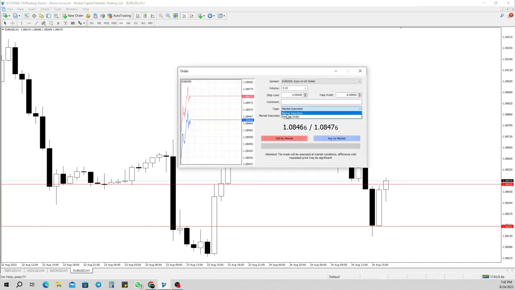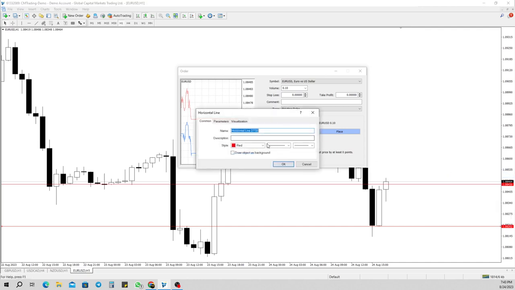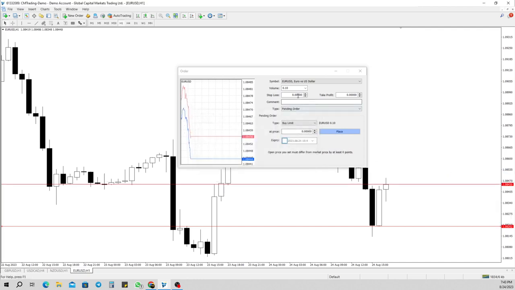Now you are going to select buy limit or whatever order you are going to execute. For example, this is a buy limit we're talking about. Now you're going to add your price, at which price you want your order to be executed. So at this area you will put this price. What was the price here? Let me just copy that price, and now I'm going to paste that price here.